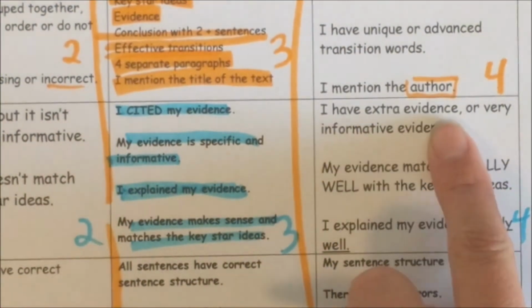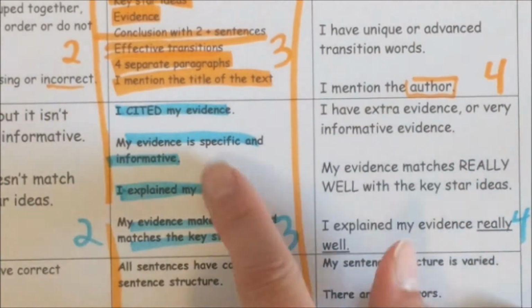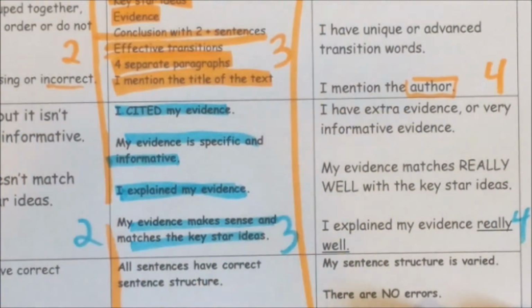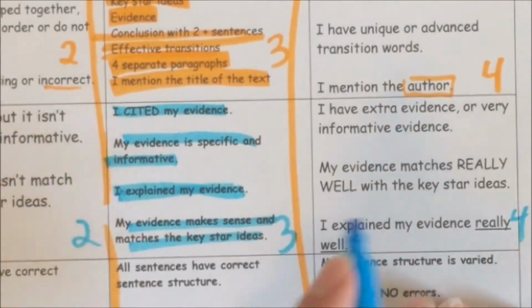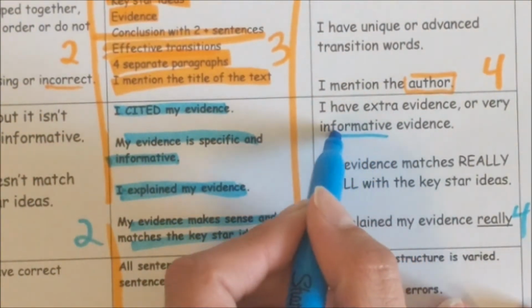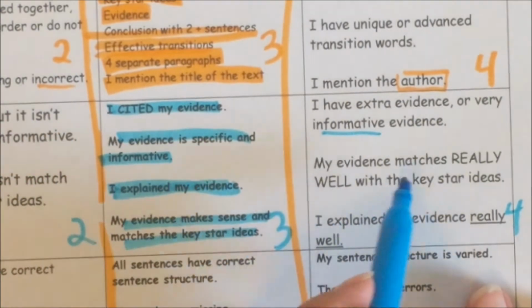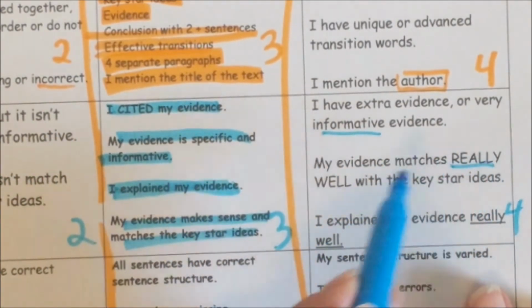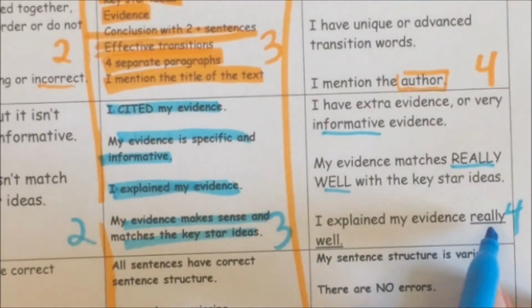Here's how to get a 4 or an advanced in evidence. If you have extra evidence, so some students put evidence and then they said, also on page 9 it states, and they put some extra. Or there were a couple of students who have a lot of evidence. Okay, my evidence matches really, really well with the key star ideas, and I explained my evidence really well.